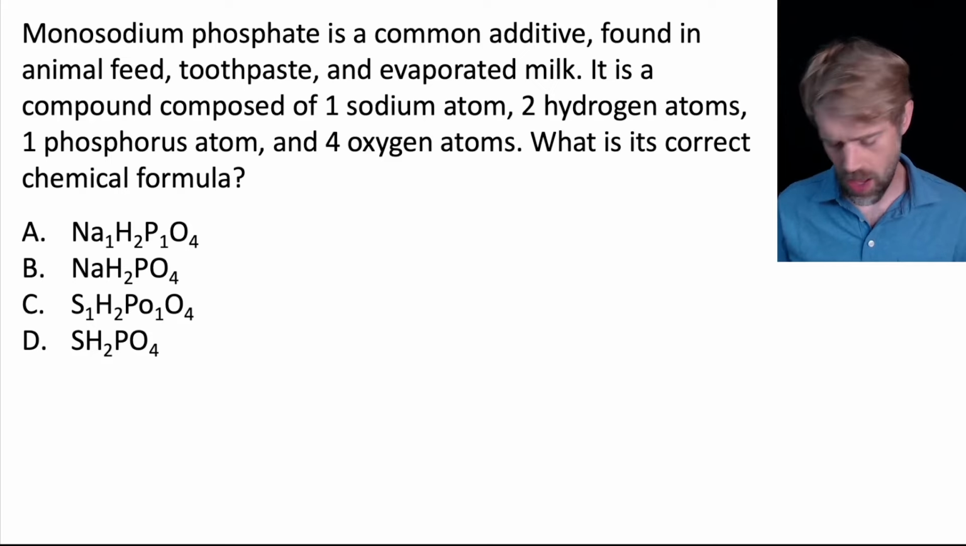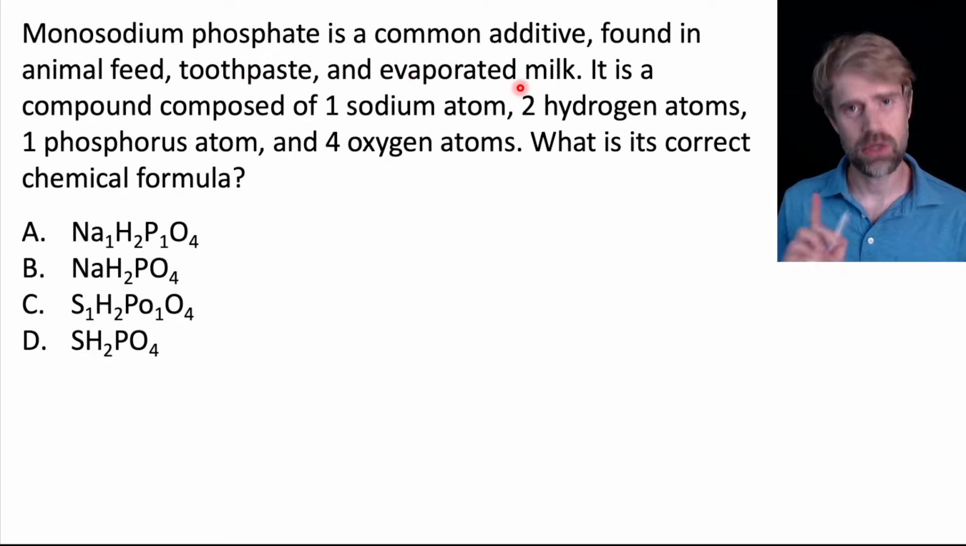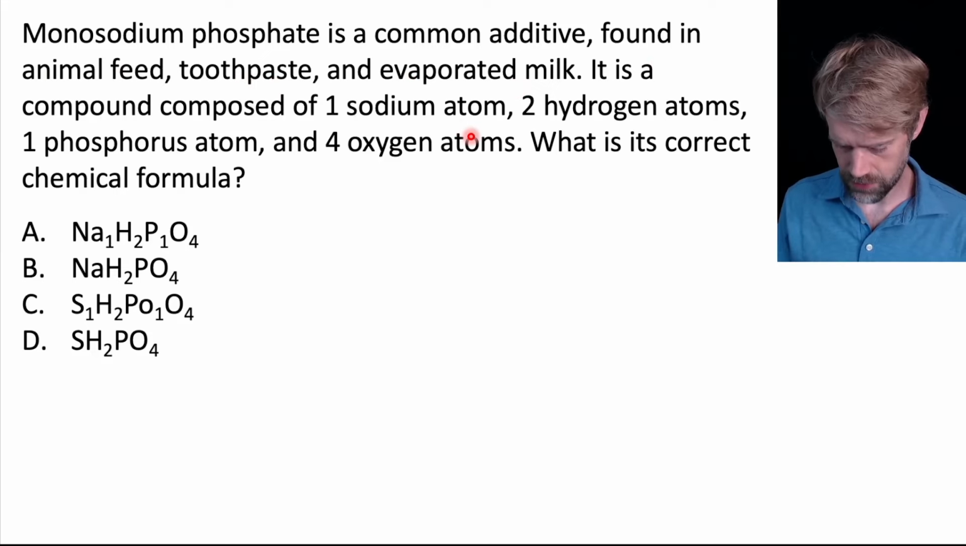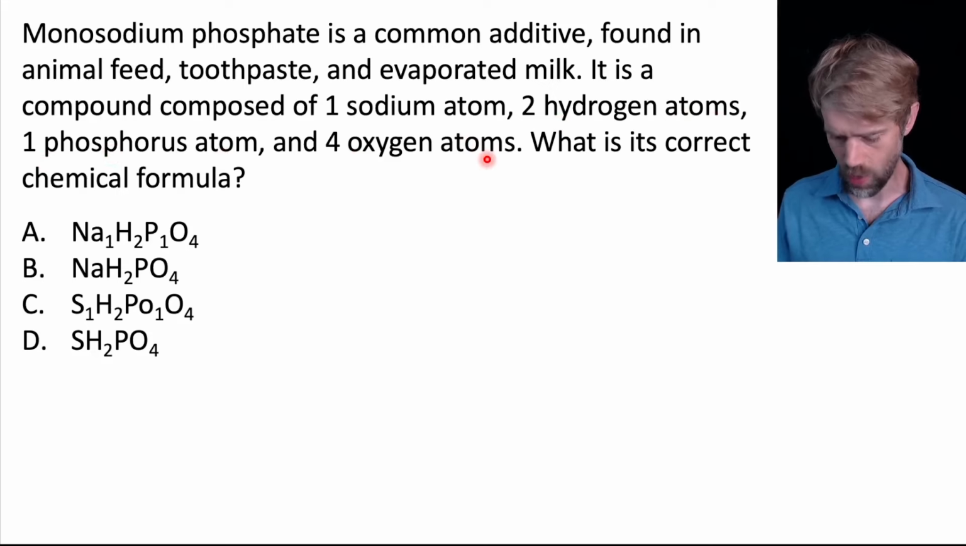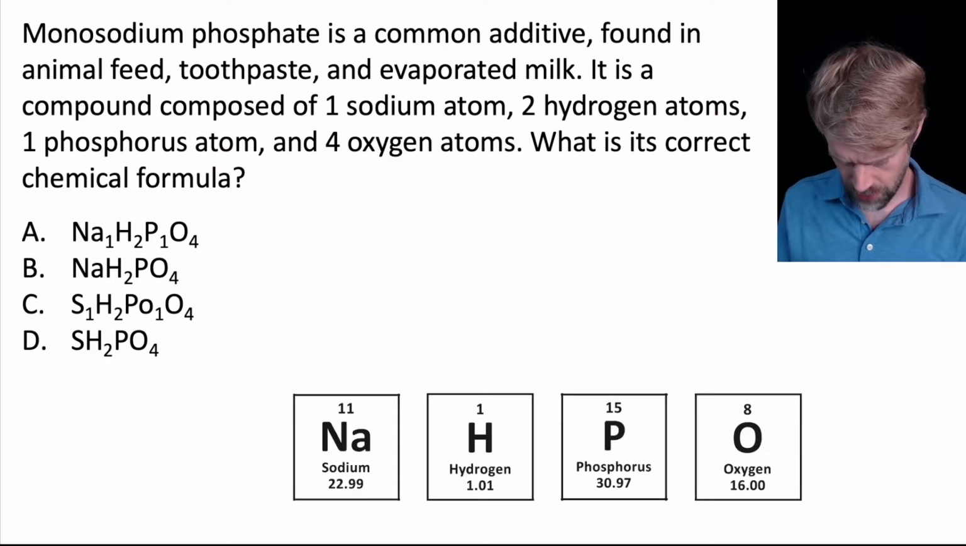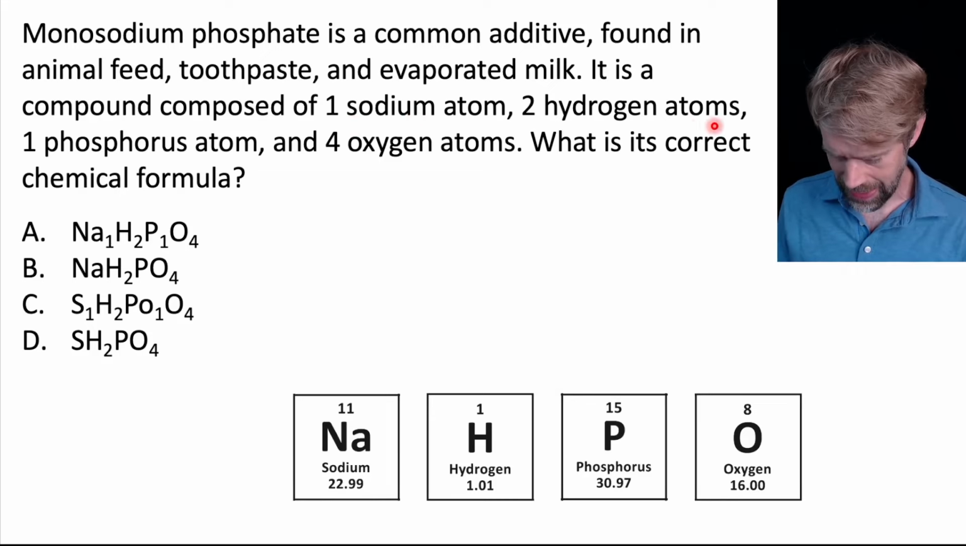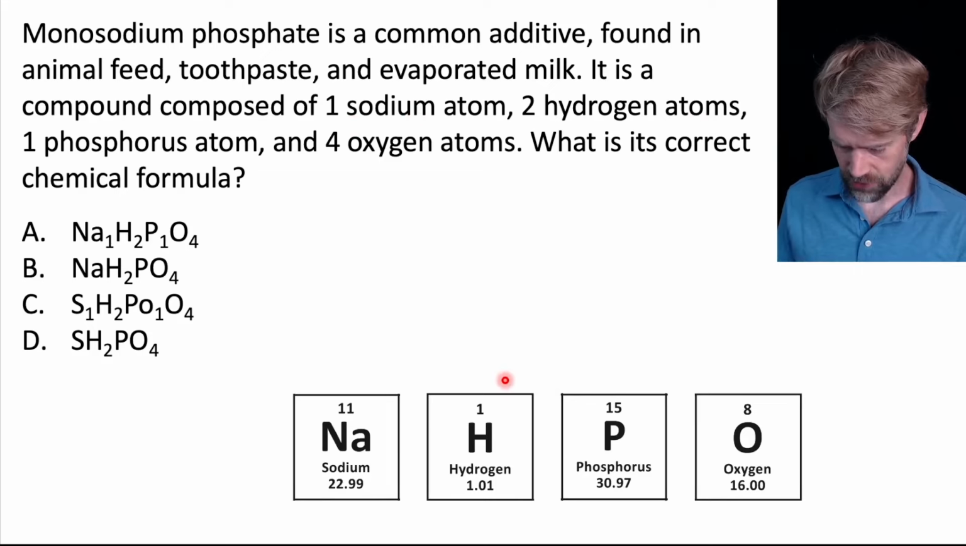One more. Monosodium phosphate is a common additive found in animal feed, toothpaste, and evaporated milk. It's a compound composed of 1 sodium atom, 2 hydrogen atoms, 1 phosphorus atom, and 4 oxygen atoms. What is its correct chemical formula? Here are the elements at play. We have sodium, Na, tricky one. We have hydrogen, H. We have phosphorus, P.